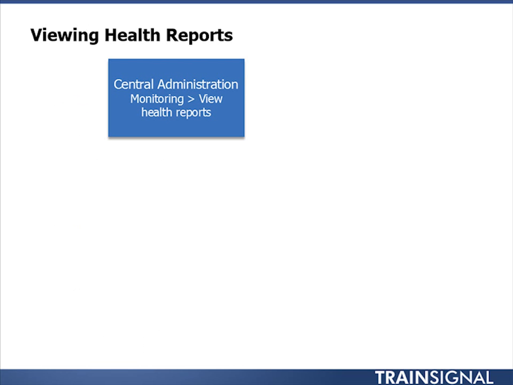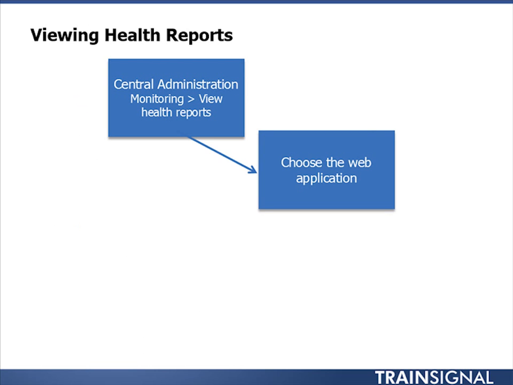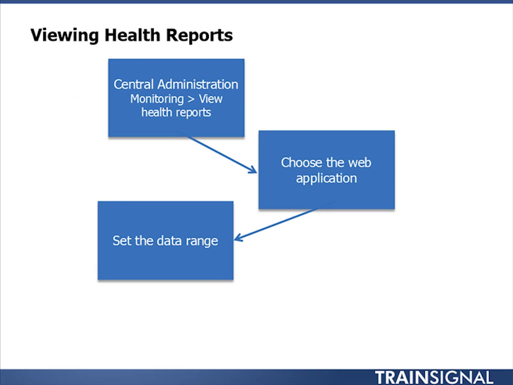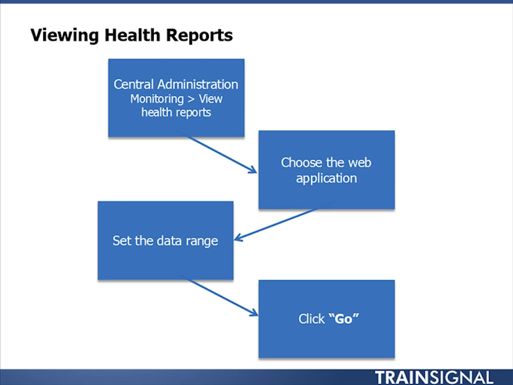Now, if you want to view the health reports, then what you're going to do is go into Central Administration, go to Monitoring, View Health Reports, and then from there, you'll be able to choose the web application that you want to run this against, choose the date range that you want to run this against, and then hit go, and SharePoint will go off and put together a report for you.